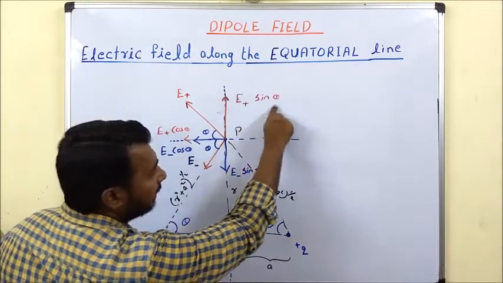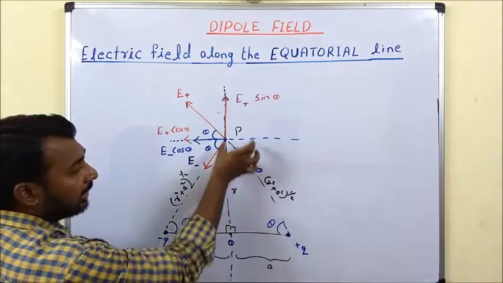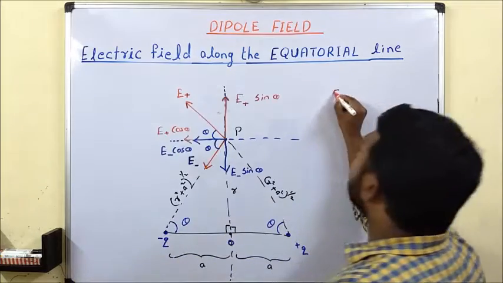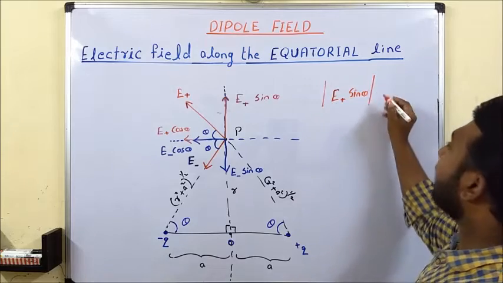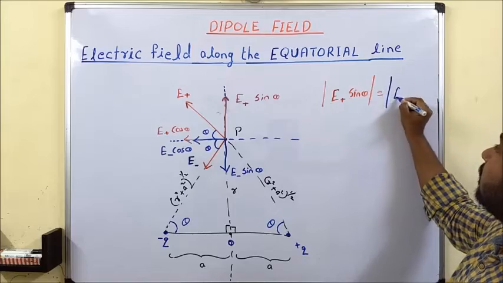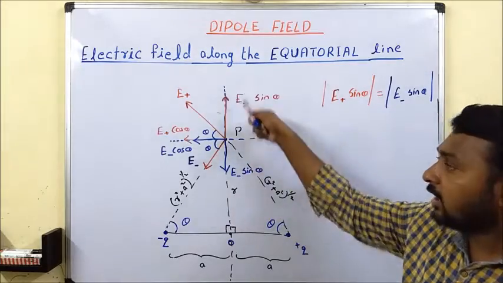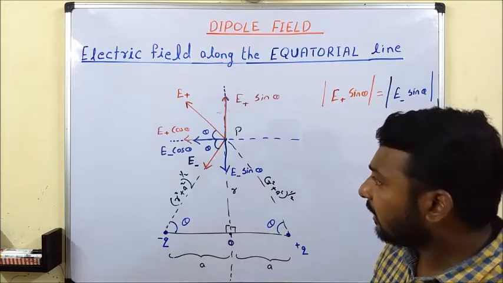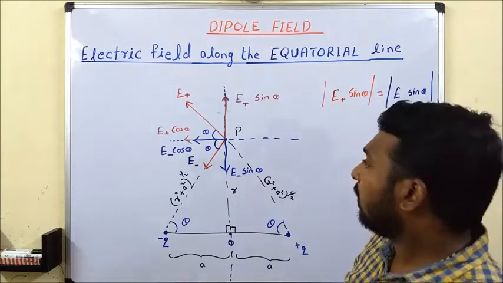And now look at this. E plus into sine theta and E minus into sine theta are actually equal. Clear? So you can say that the magnitude of E plus sine theta is equal to the magnitude of E minus into sine theta, and they are in opposite directions, and obviously they both will cancel each other. So it's clear that along the equatorial line, upwards or downward, the electric field is zero.